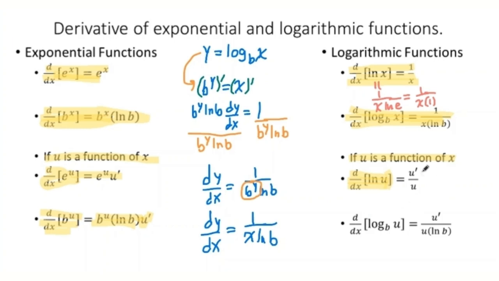I'll leave that as an exercise for you. It turns out the derivative of the natural log of u is u prime over u. So it is the derivative of our input divided by our input. As for the general rule, log base b of u, that will equal u prime all over u natural log of b. In other words, the derivative of the input divided by the input times natural log of the base.